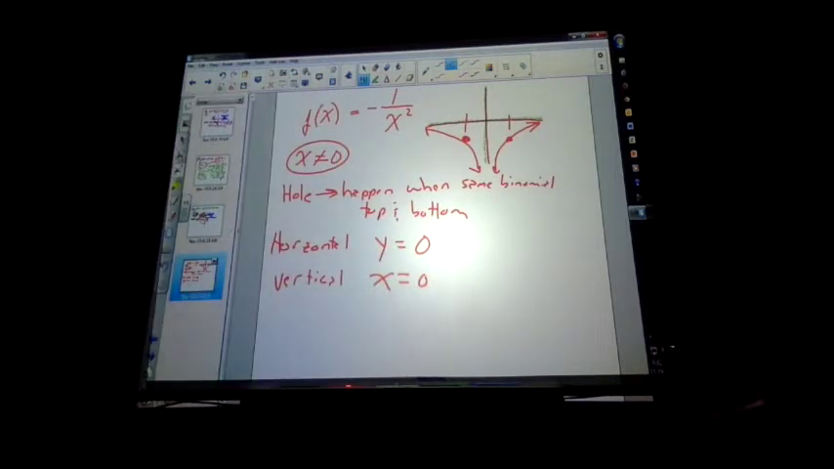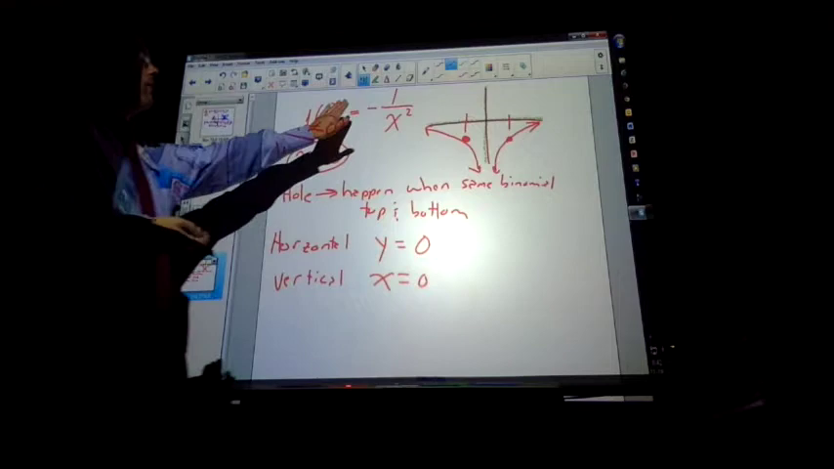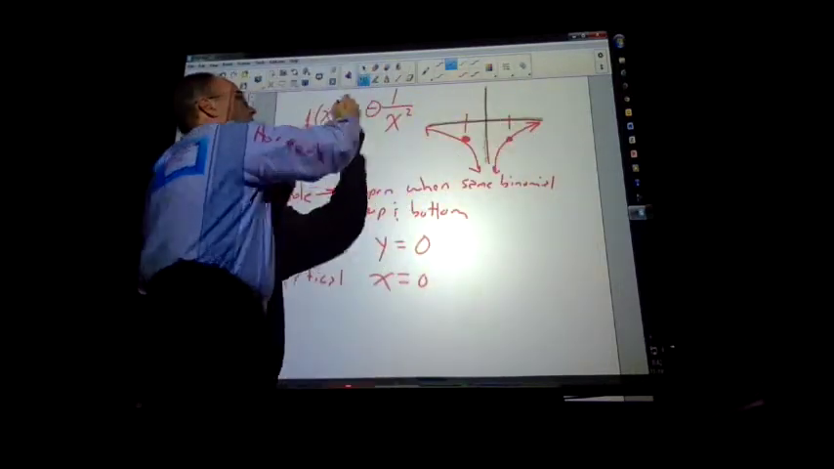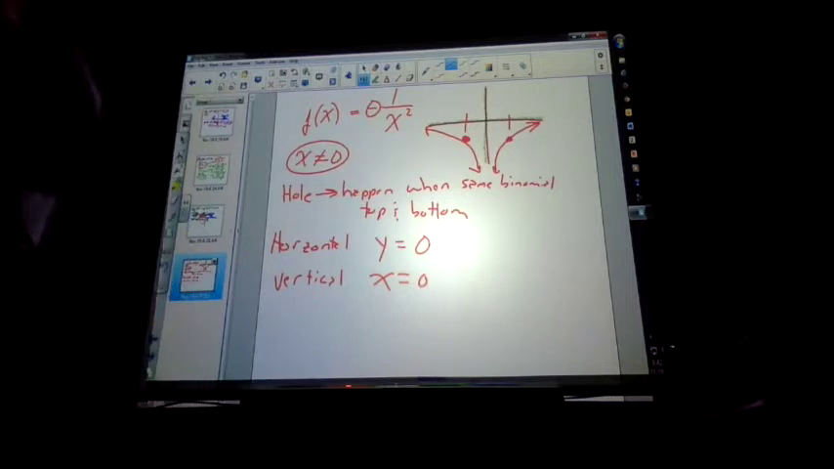Okay? So that negative changes it. If I didn't have a negative out front here, it would have just flipped over. So the negative out front here means it flips over the x-axis. So that's the first part. Let's try another one of these problems. Let's see if we can talk through it a little bit better.